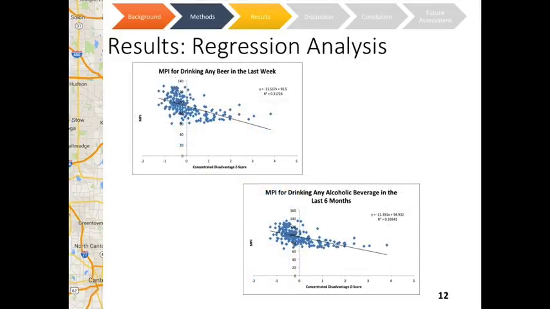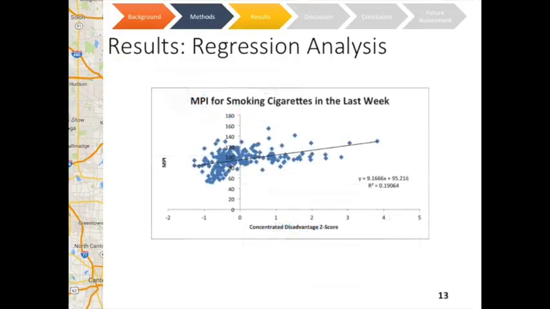Next, I did a regression analysis. As concentrated disadvantage increases, the market potential index for drinking any beer in the last week or drinking any alcoholic beverage in the last 6 months decreases. Next, as CD increases, the MPI for smoking cigarettes in the last week increases. However, these results are not significant due to the R-squared value.